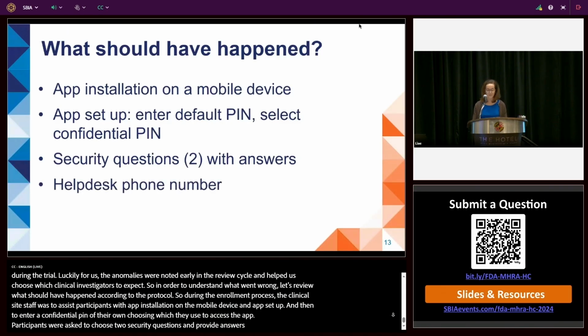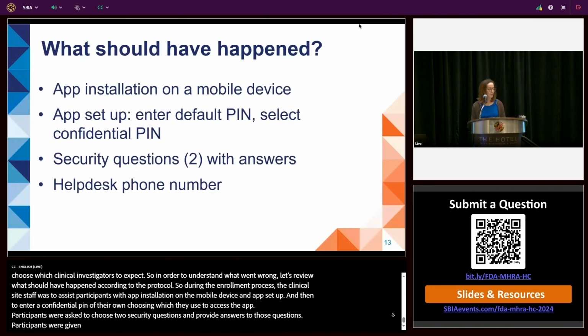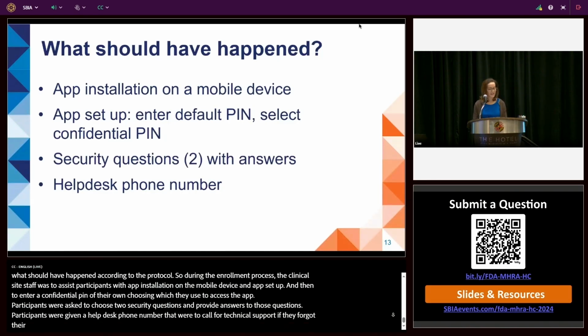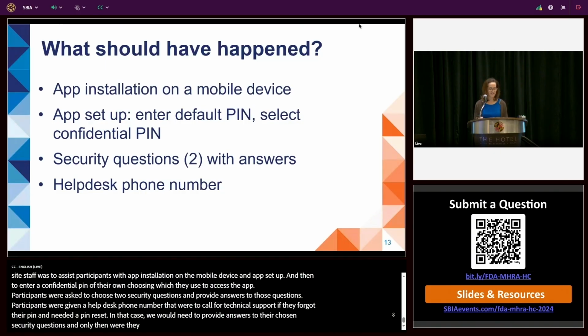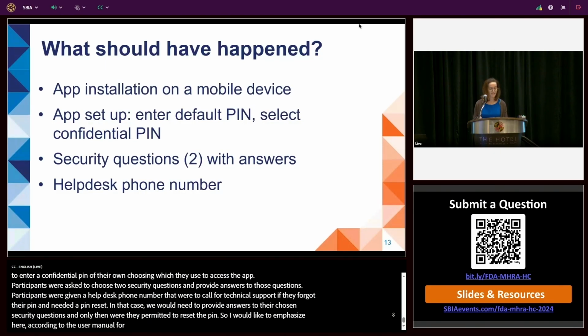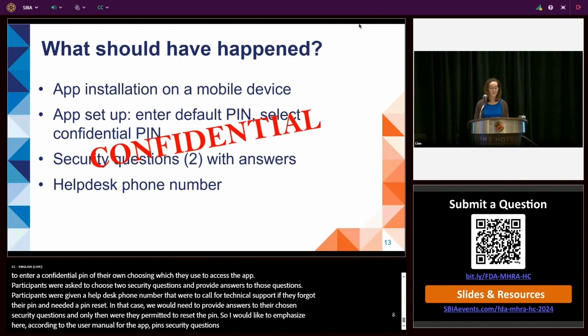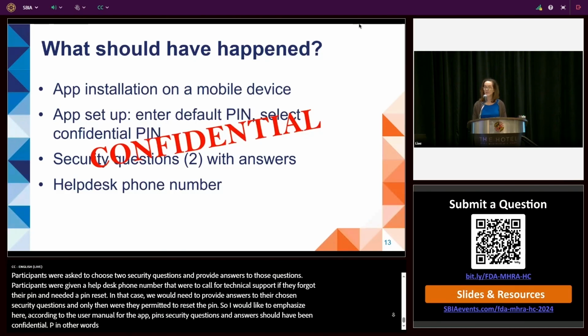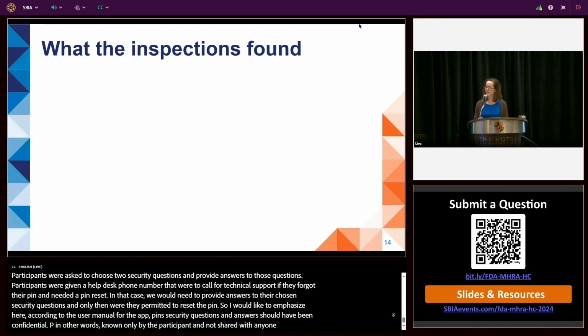Participants were then given a help desk phone number that they were to call for technical support if they forgot their PIN and needed a PIN reset. In that case, they would need to provide the answers to their chosen security questions, and only then would they be permitted to reset their PIN. I'd like to emphasize here that according to the user manual for the app, PINs, security questions, and answers should have been confidential. In other words, known only by the participant and not shared with anyone, not even the site staff. So, what the inspections found.